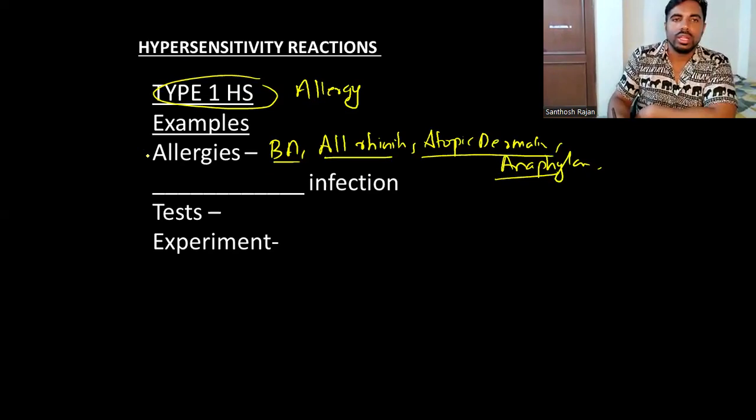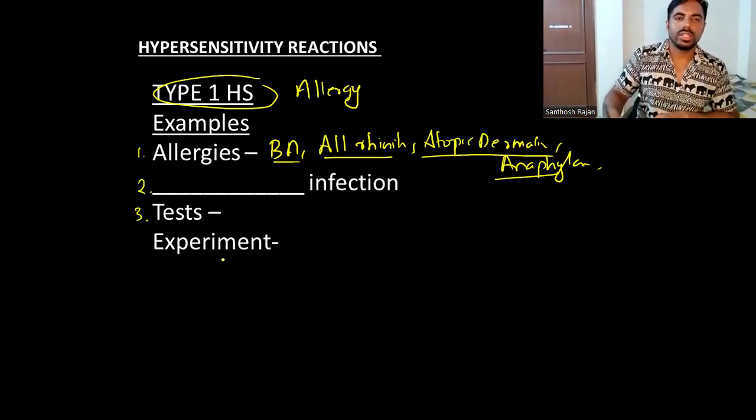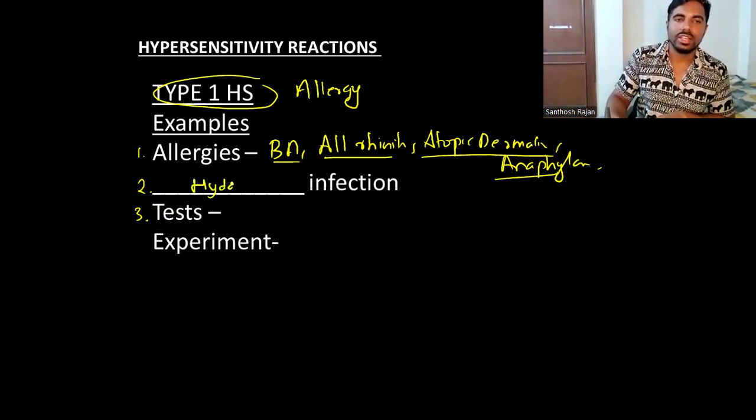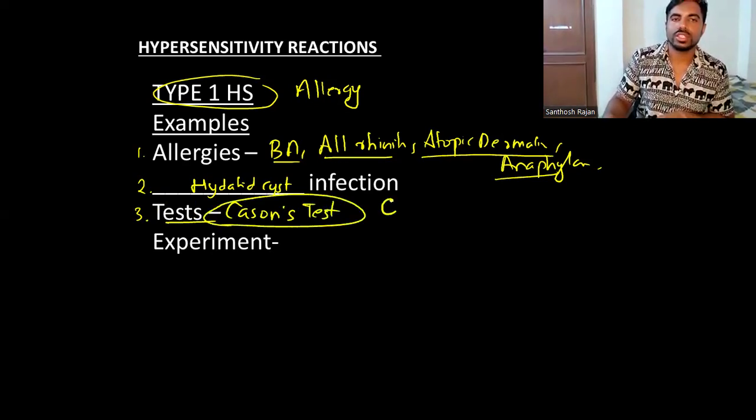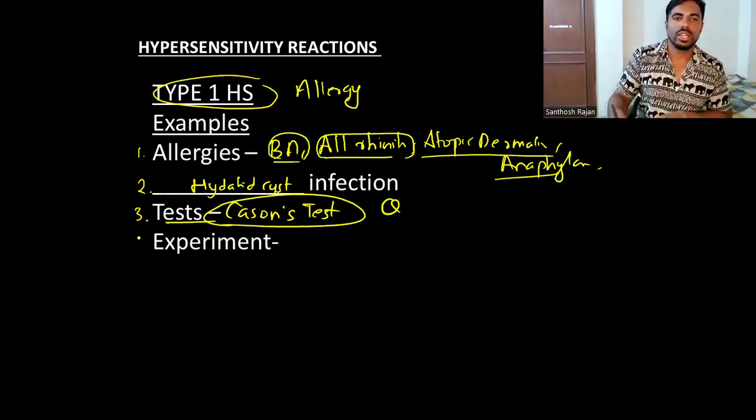Now, this is number one. In any allergy, there are a lot of tests. Basically, I want to say in which infection Casoni's test is positive: hydatid cyst. In hydatid cyst infection, you will have Casoni's test positive. Type 1 hypersensitivity reaction. This could be a question they can ask you. Bronchial asthma and rhinitis, they can ask you.